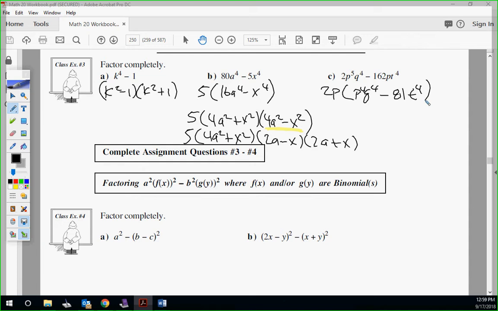Ooh, we're going to have to go twice again. 2p, p squared, q squared, minus 9t squared, times p squared, q squared, plus 9t squared. This one can go again, right? P squared, q squared, 9. Everything in there is a perfect square, so that means you can go again. Okay, so let's write that final answer down here. I'll change colors here. 2p.